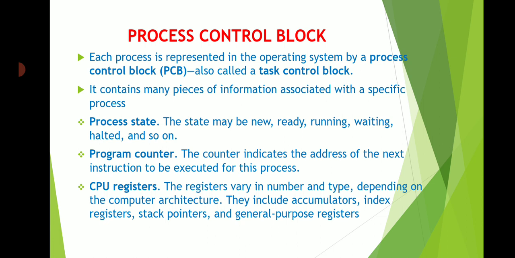Then next one, program counter. Program counter indicates the address of the next instruction to be executed for this process. This is a program counter. Next one, CPU registers. CPU registers are built into the CPU, also nearby the CPU. The registers vary in number and type depending upon the computer architecture. They include the accumulator, index registers, stack pointers, and general purpose registers.